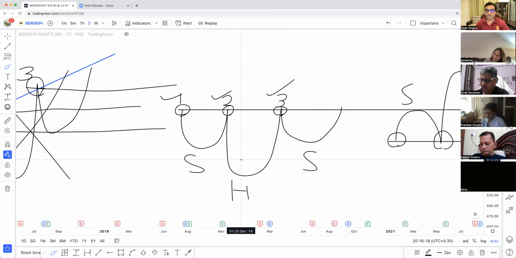Now, the second point is we will be using this strategy, the reverse head and shoulder pattern, only on V40 and V40 Next companies.